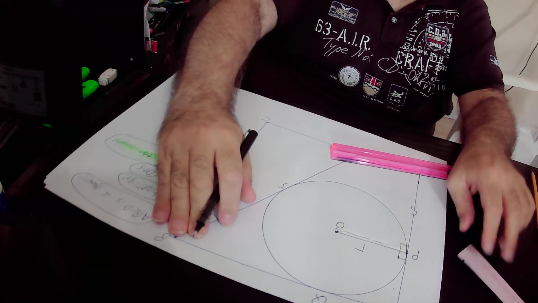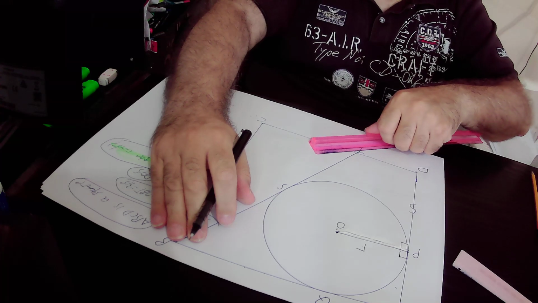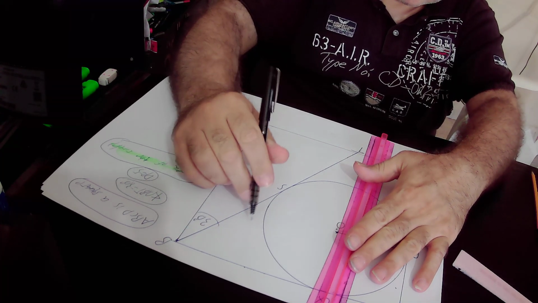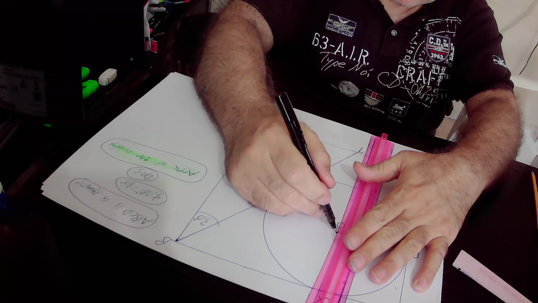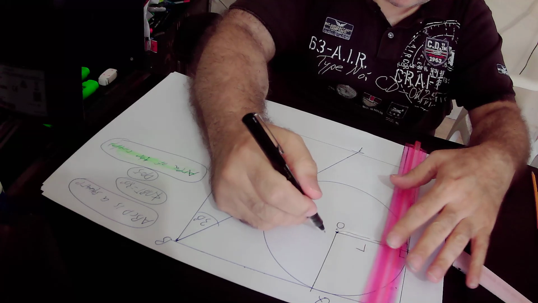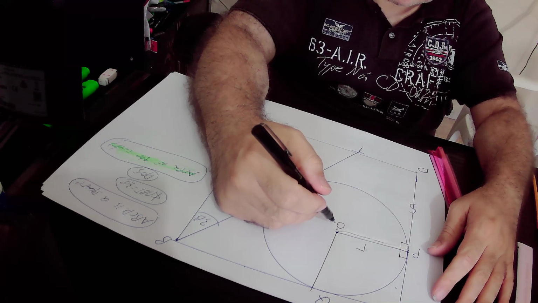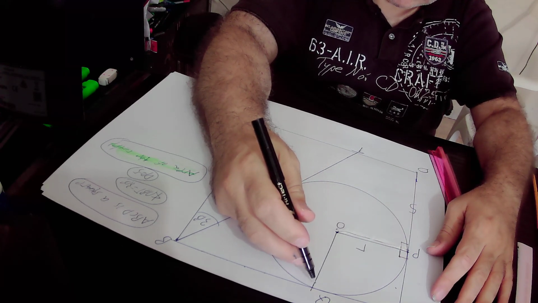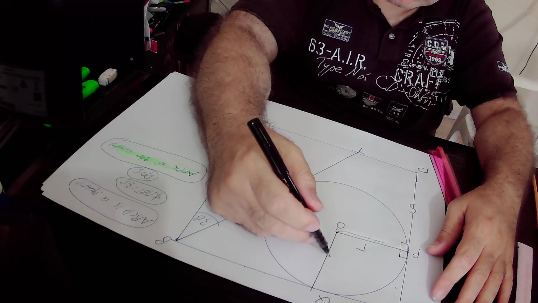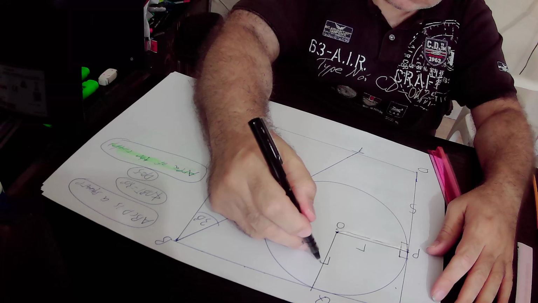In the next step, we will join points O and Q together by a straight line. Again, point O is the center of the circle, point Q is the point on the circle itself, therefore OQ is the radius of this circle that is equal to R.